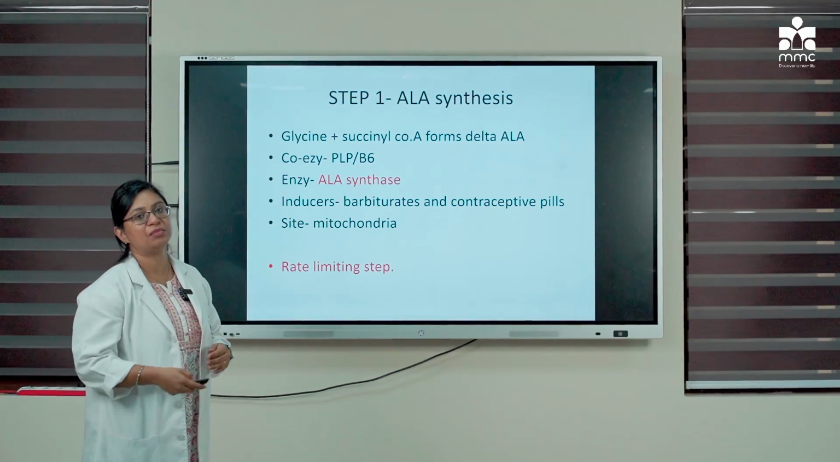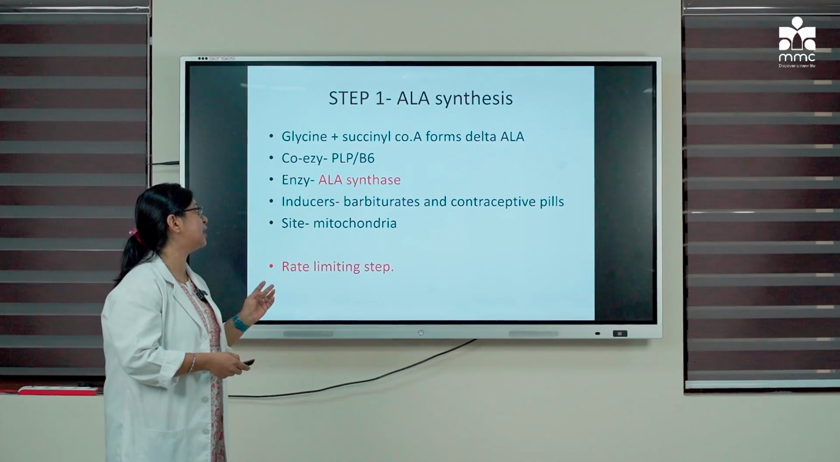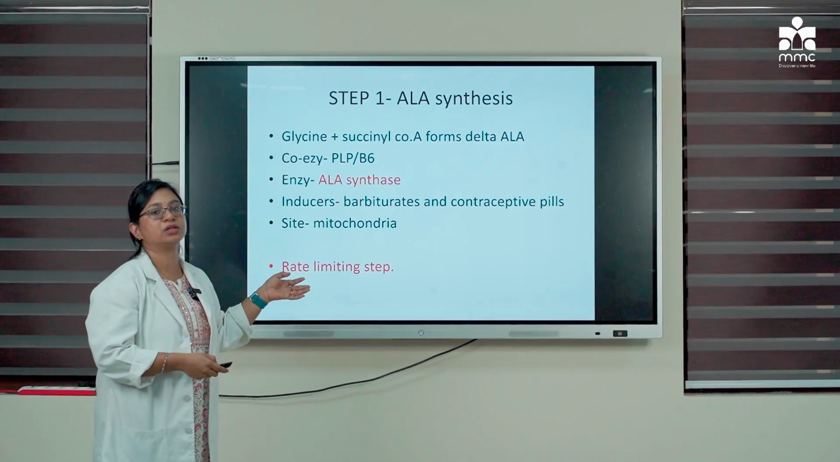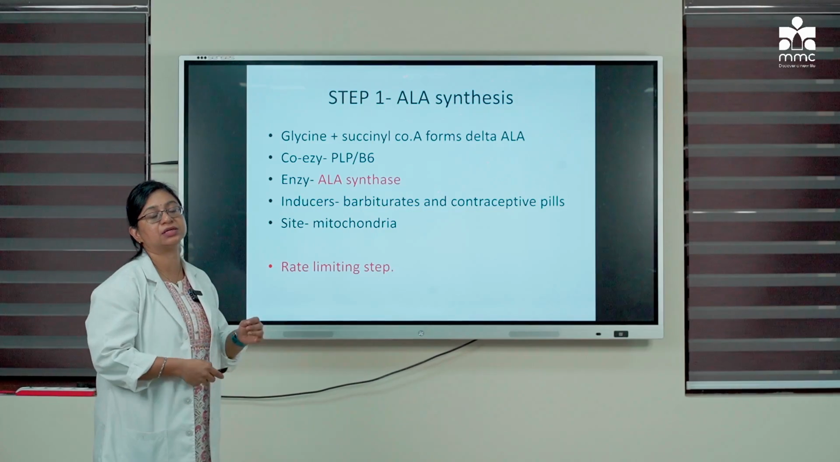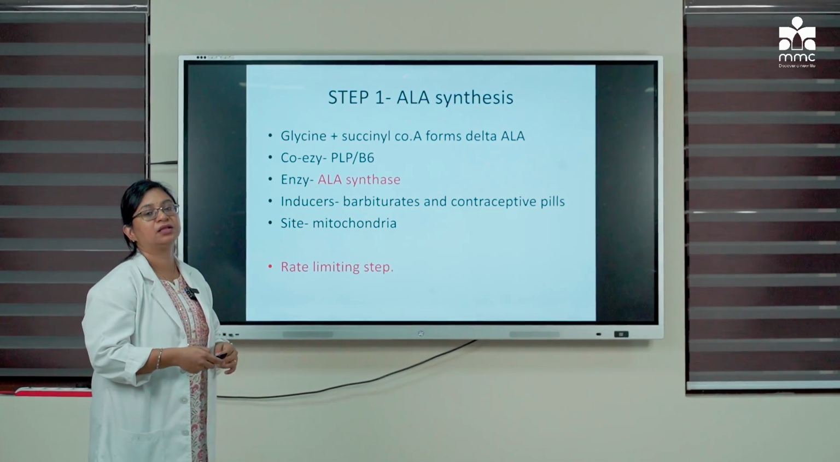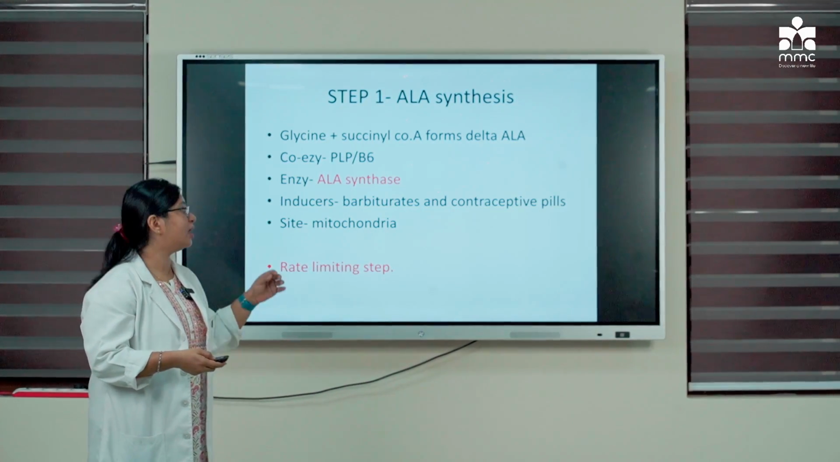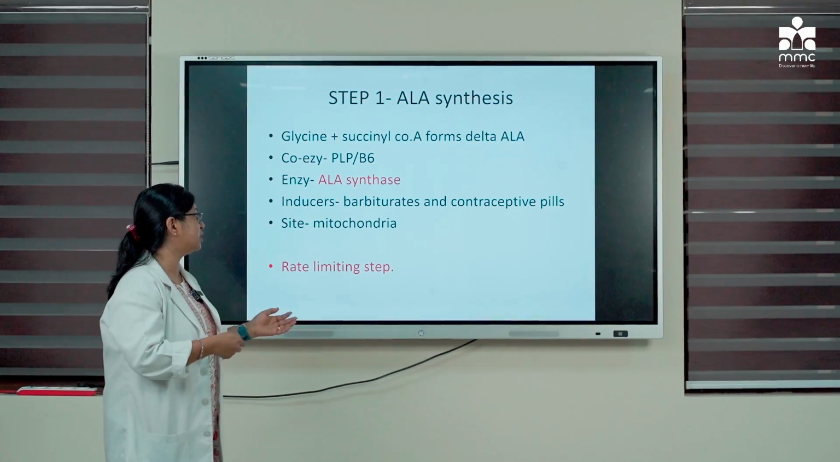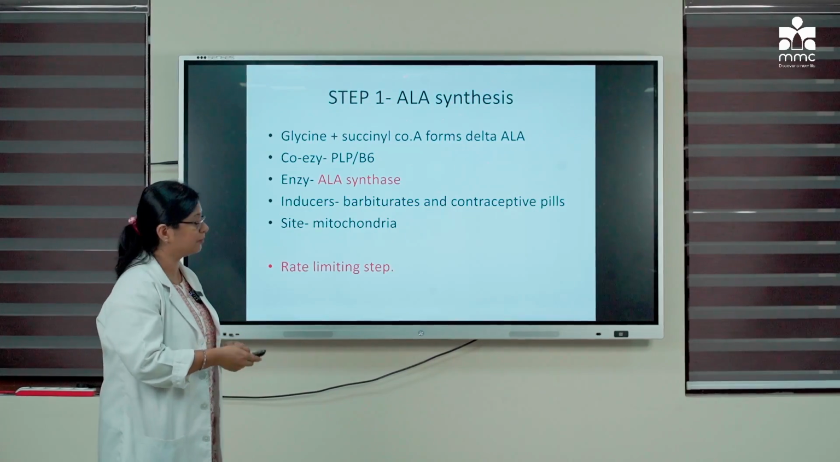This enzyme is induced by certain drugs like barbiturates and contraceptive pills. This is important to know because of heme regulation and the disorders due to heme, called porphyrias, which are treated by avoiding these drugs, or removal of these drugs should be considered.